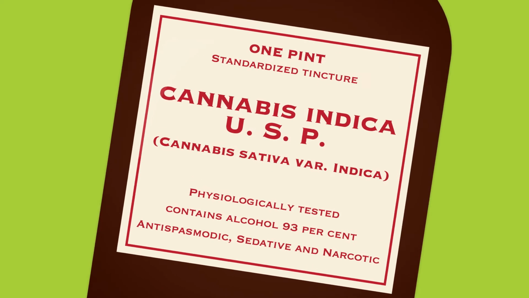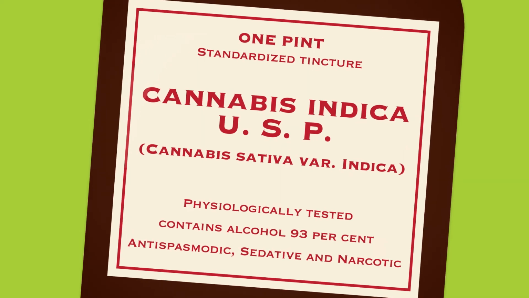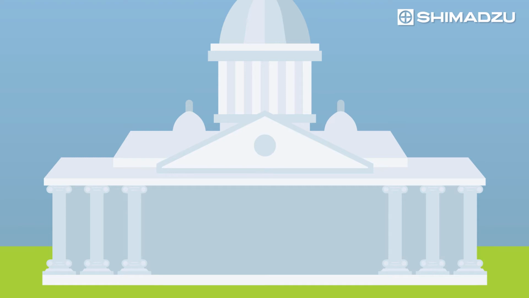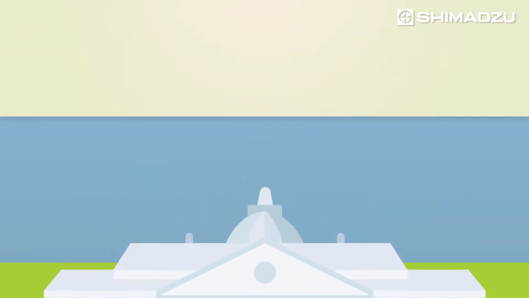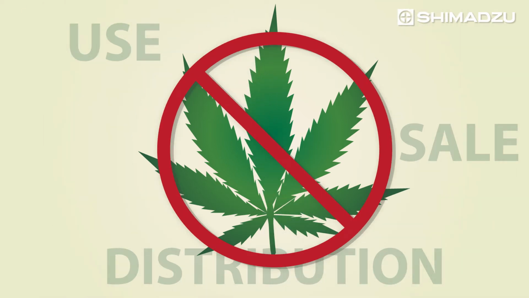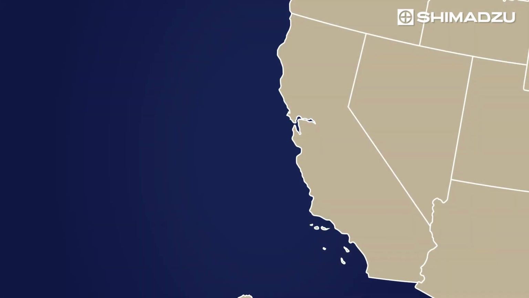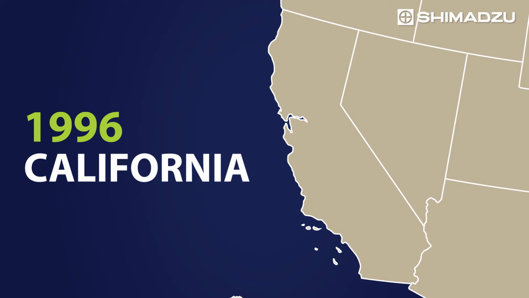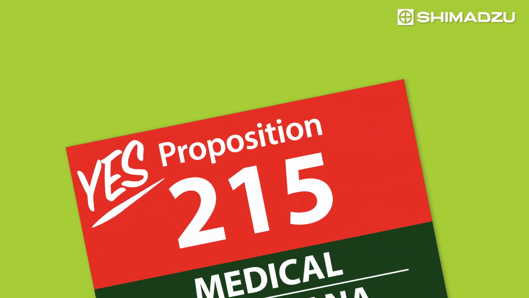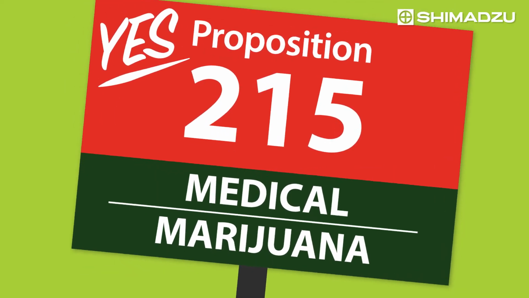Up until the 1930s, cannabis oil was commonly used in the U.S. to treat many different ailments. Shortly after that, however, federal regulations were enacted that prohibited the use, sale, and distribution of marijuana due to its psychoactive properties. Fast forward to 1996. That's the year voters in California passed an initiative to legalize medical marijuana. Cannabis was making a comeback.